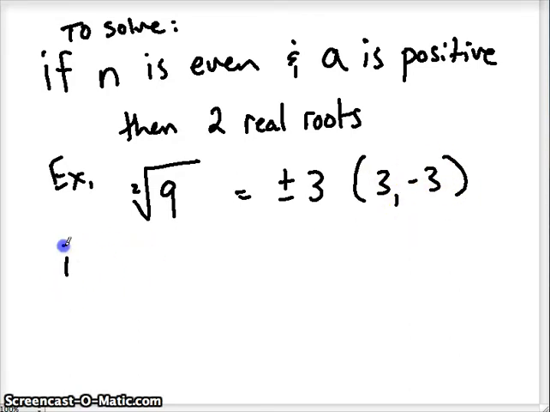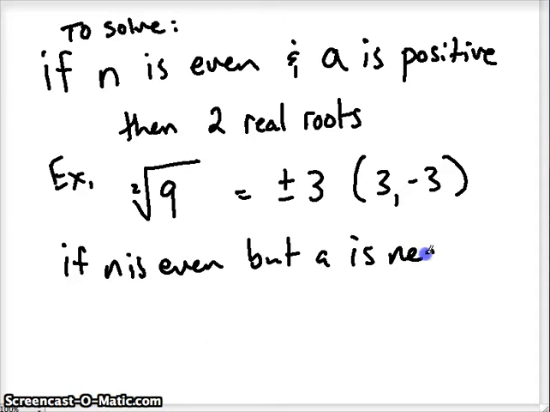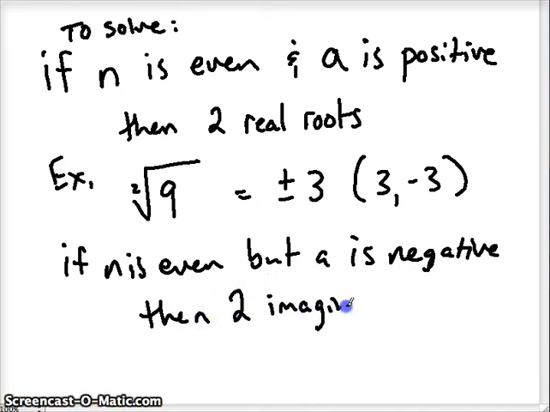If, however, n is even but a is negative, right? Well, then we deal with our imaginary numbers. Then we have two solutions or two roots, but they're imaginary roots.